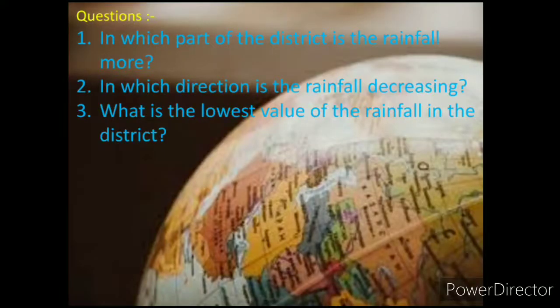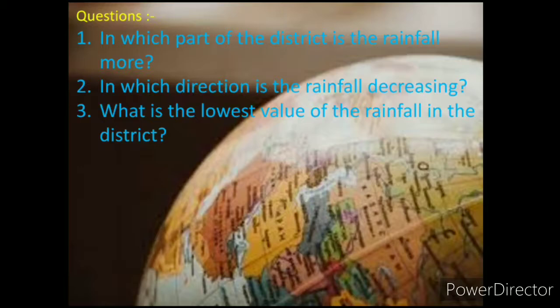Okay, see the questions. In which part of the district is the rainfall more? So you should observe that on the northern side dark color is used, that is heavy rainfall area. Now second question, in which direction is the rainfall decreasing? So the answer is southern side.